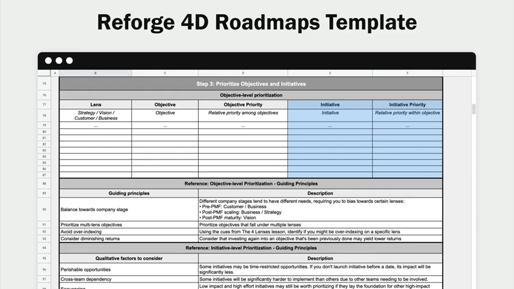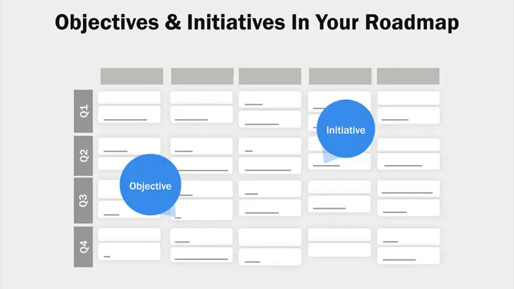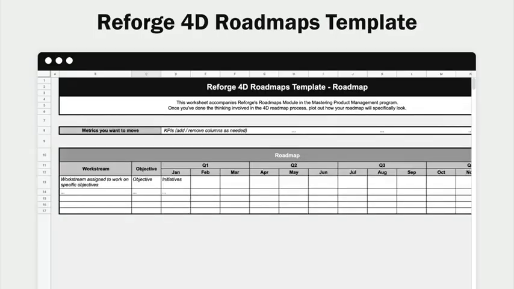We suggest now taking some time to do your initial prioritization of your brainstormed initiatives using your Reforge 4D Roadmaps template. After you've prioritized your objectives and initiatives, you can then lay them out on a standard roadmap template that plots them out by month and quarter. Feel free to use your own template for this, or refer to the Timeline Layout tab of the Reforge 4D Roadmaps template. Since most roadmaps have objectives laid out by workstream, we've also added a workstream column in case it's relevant for your team.